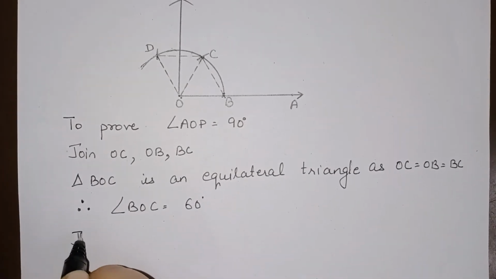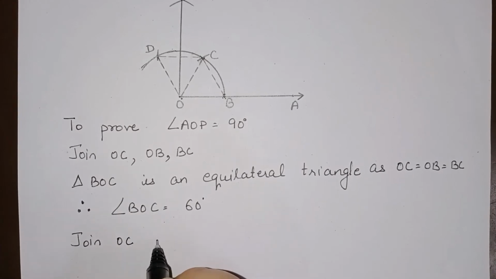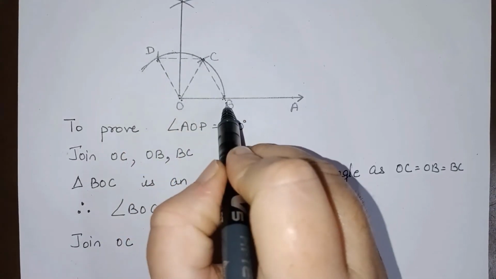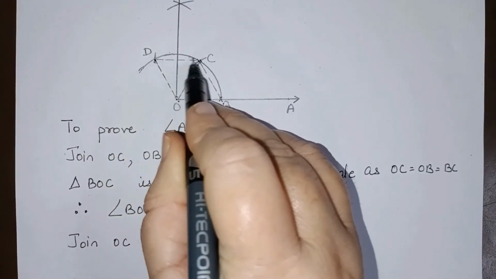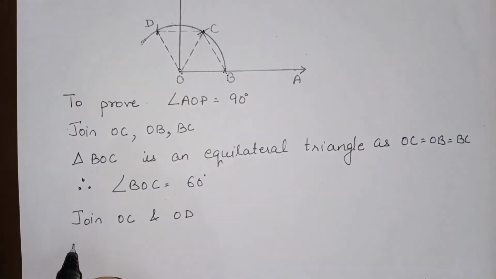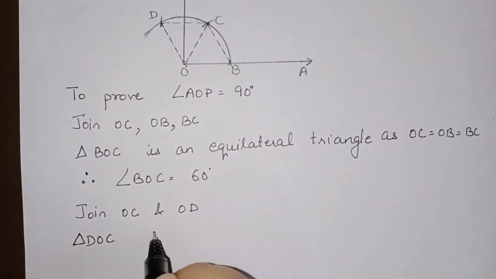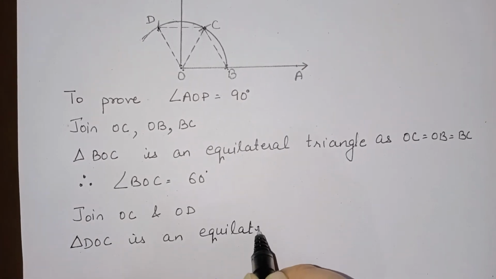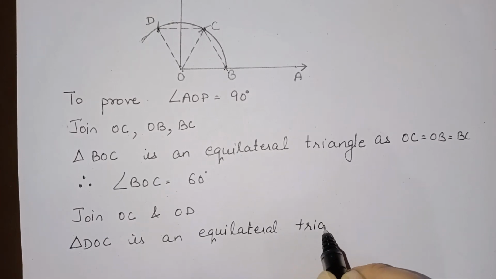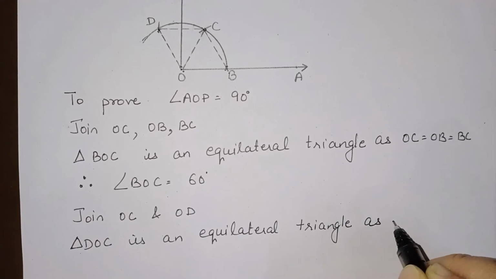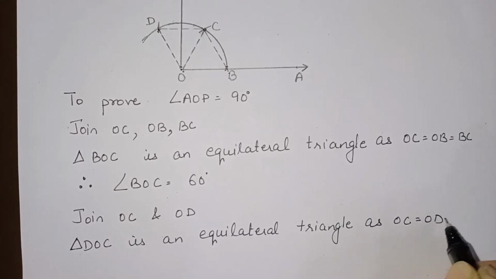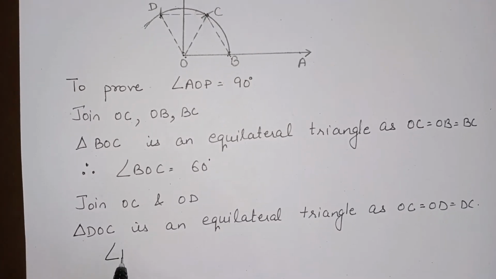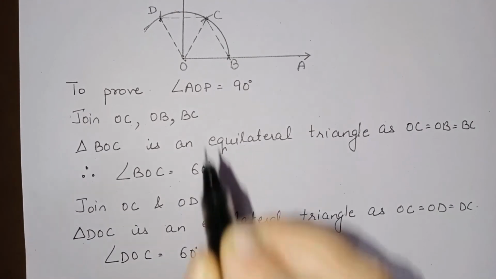Now let us join OC and OD. Now similarly see, OC and OD are also the radii of the same arc, and DC we have drawn with the same radius. So again we can write triangle DOC is an equilateral triangle as OC equals OD equals DC. Now after this we get angle DOC also 60 degree.